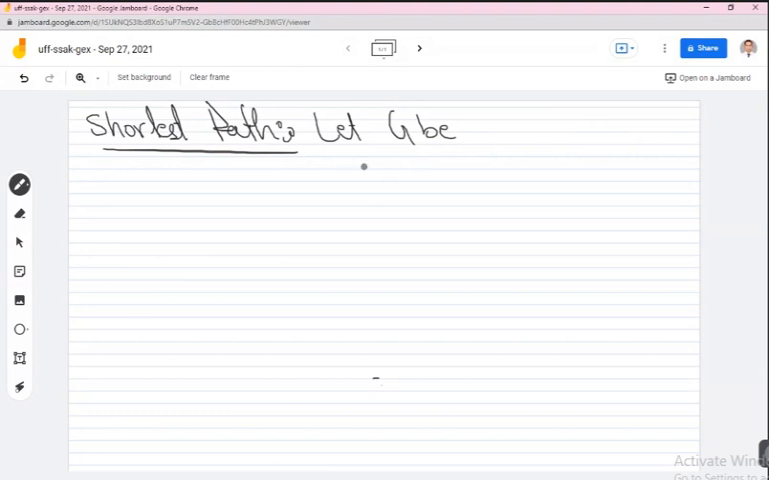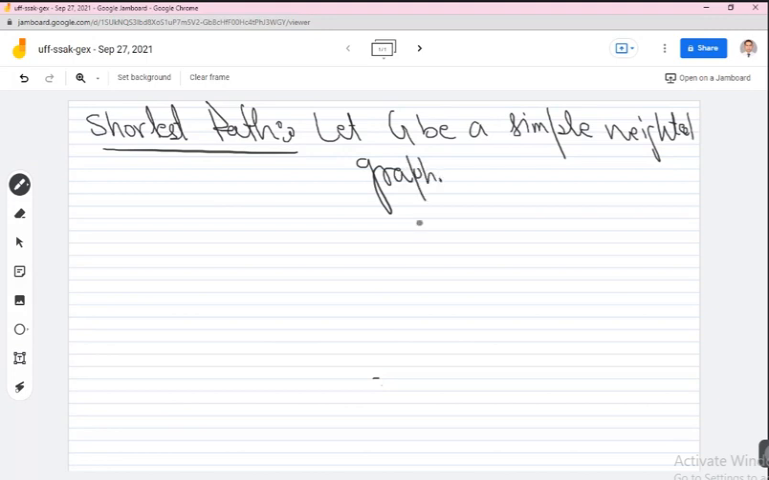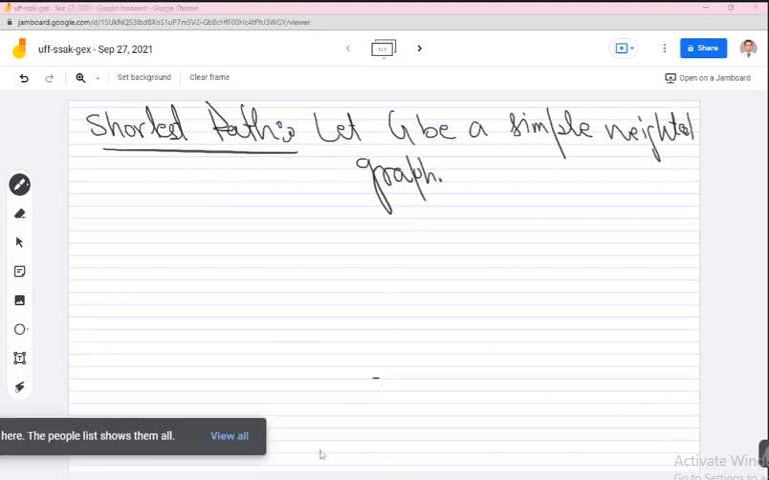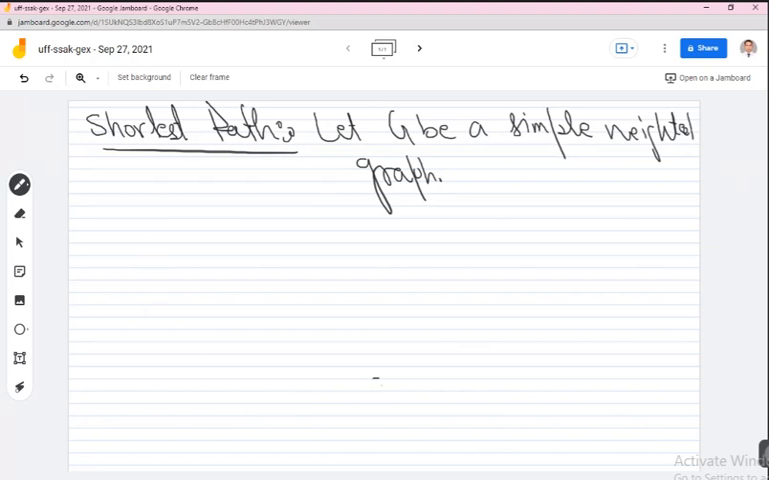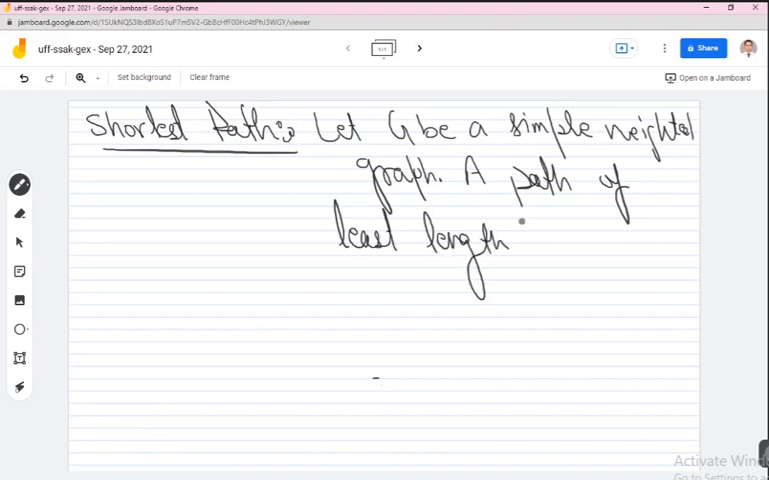Yes, sir. Let G be a simple weighted graph. You know what is a weighted and simple graph? Then a path of least length. And what is the meaning of length? Number of edges.